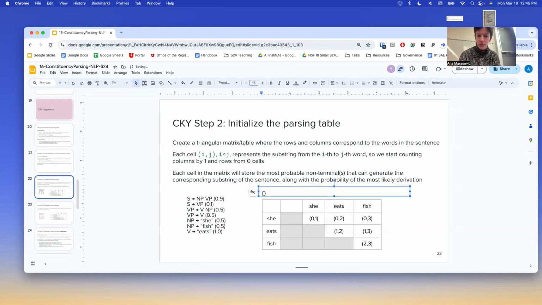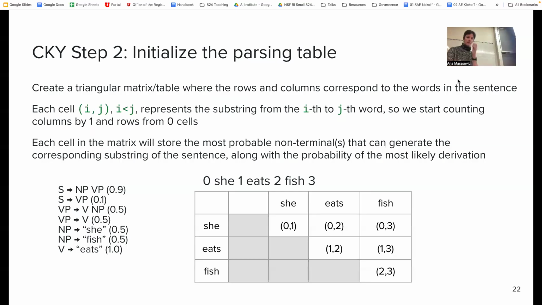So let's say 0, she, 1, eats. I was scared for a moment. I was like, there is no 3. Okay. Alrighty, so this can help.